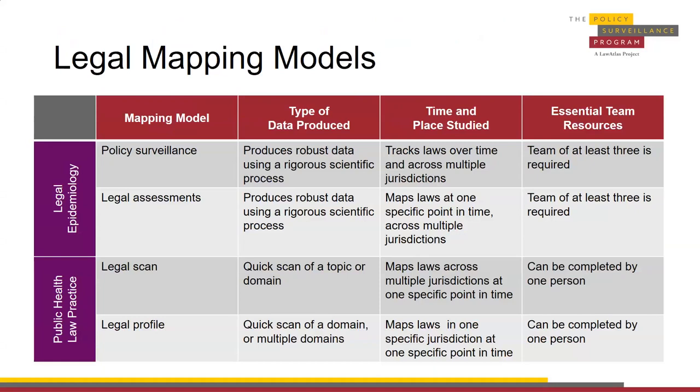So this table breaks down these four models of legal mapping. We can note that under legal epidemiology, policy surveillance and legal assessments both produce robust data using a rigorous scientific process. The difference is in terms of the time and place studied. With policy surveillance, we're tracking laws over time and across multiple jurisdictions. That's opposed to legal assessments, where we're looking at laws one at a time at a specific point in time across multiple jurisdictions.